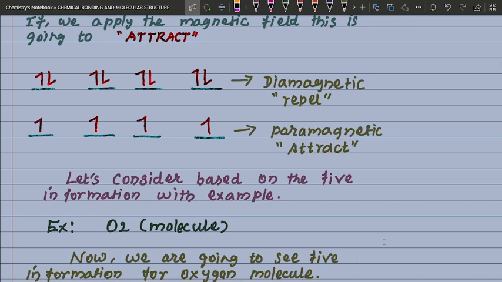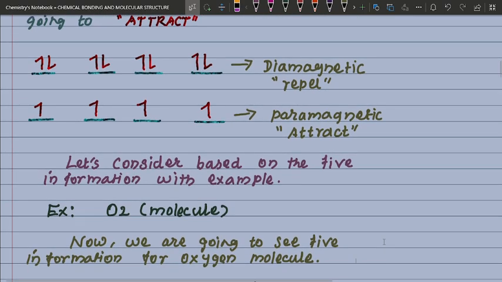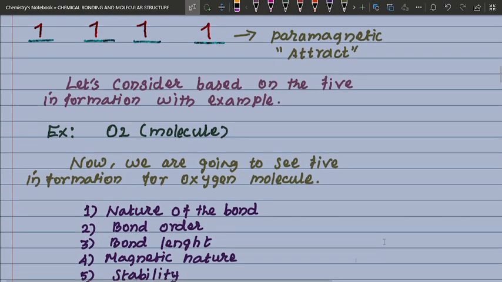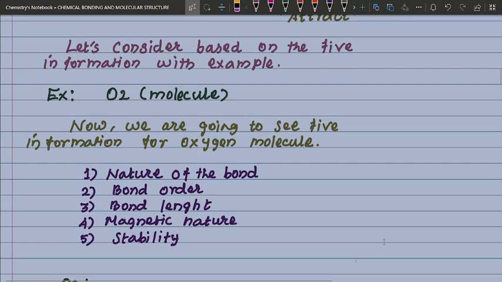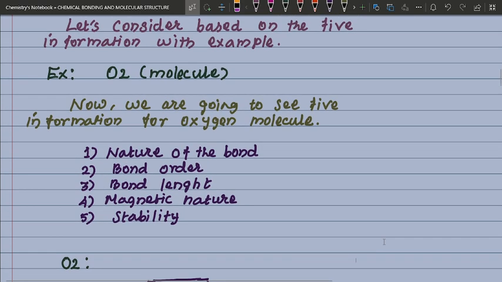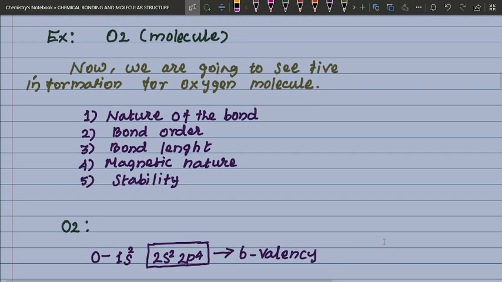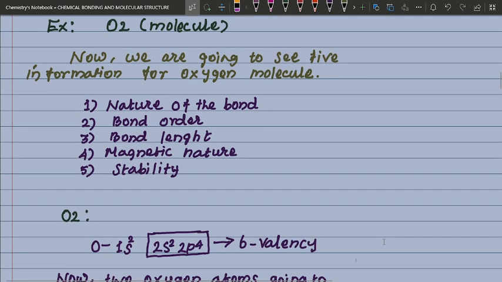Let's consider the 5 pieces of information with an example. For example, the O2 molecule, the oxygen molecule. Now we are going to see the 5 pieces of information for the oxygen molecule. First one, nature of the bond. Second one, bond order. Third one, bond length. Fourth one, magnetic nature. Fifth one, stability.